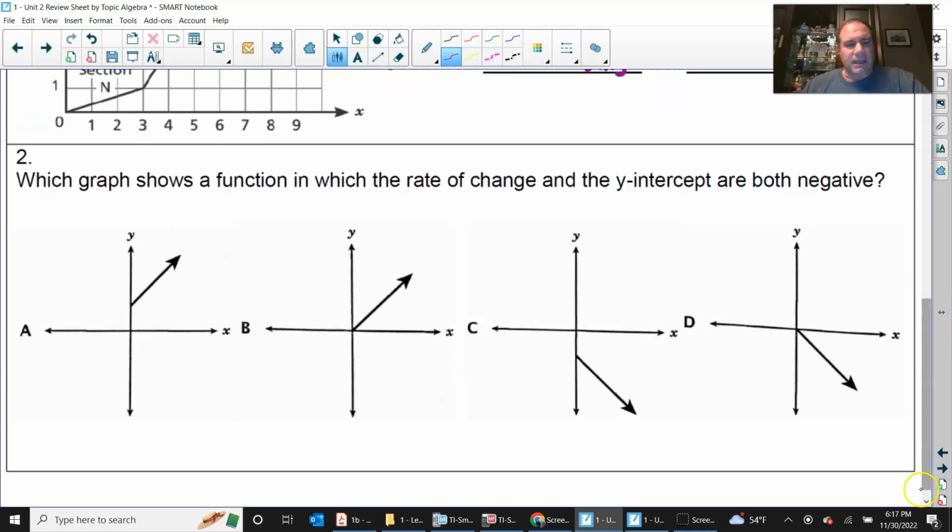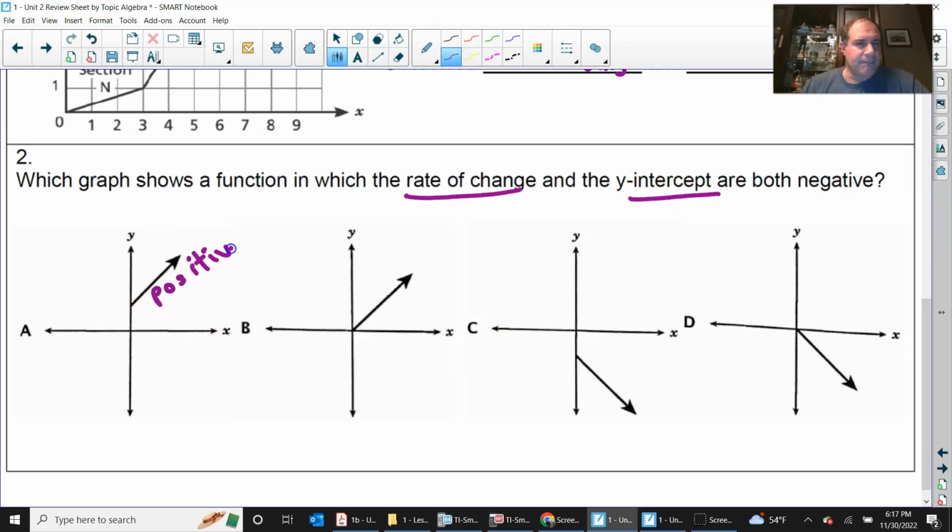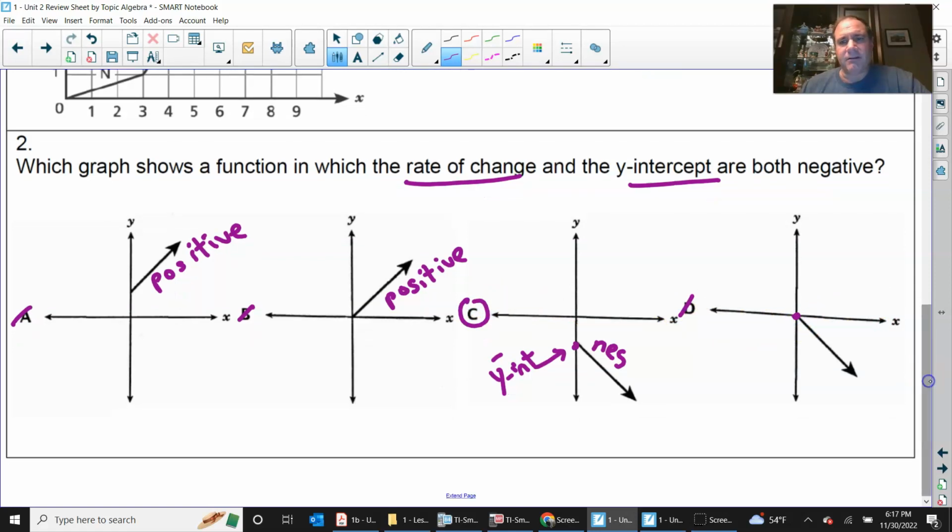Which graph shows a function in which the rate of change and the y-intercept are both negative? So, rate of change and y-intercept are both negative. This is a positive rate of change, so that's out. This is a positive rate of change, so that's out. This is a negative rate of change. This also is a negative y-intercept. So that means C is your answer. That is not. 0 is the y-intercept there, and it is not negative.